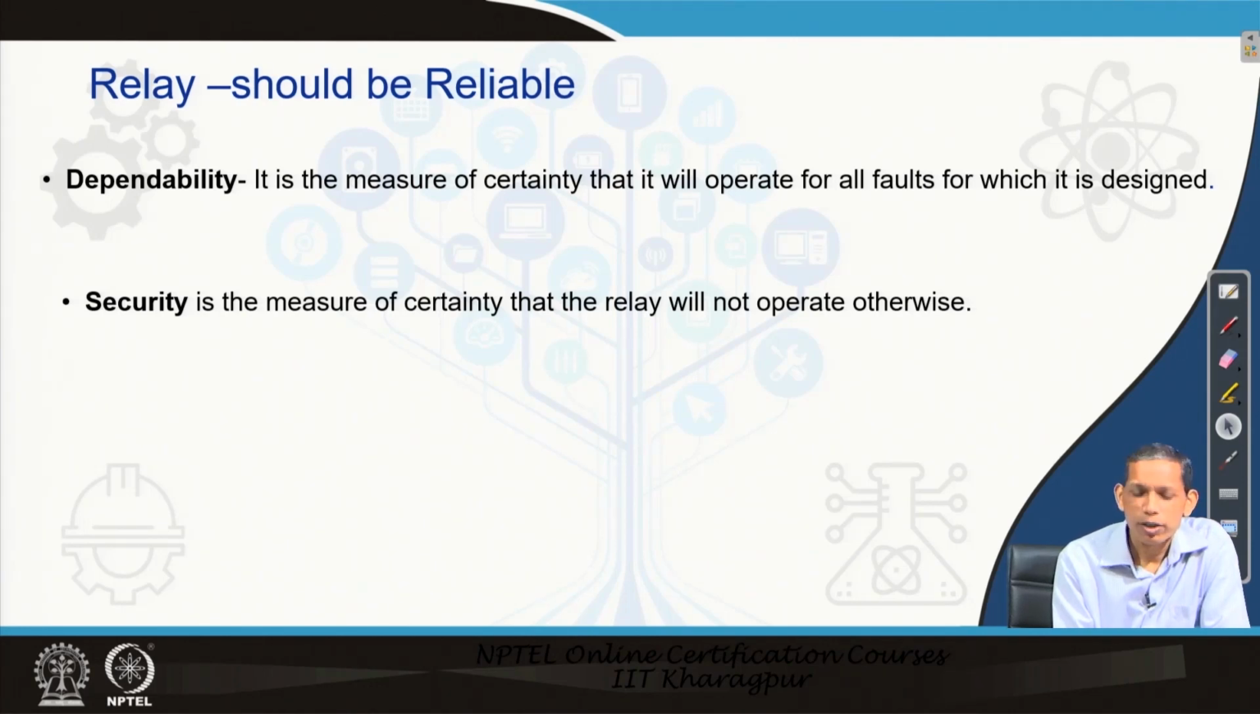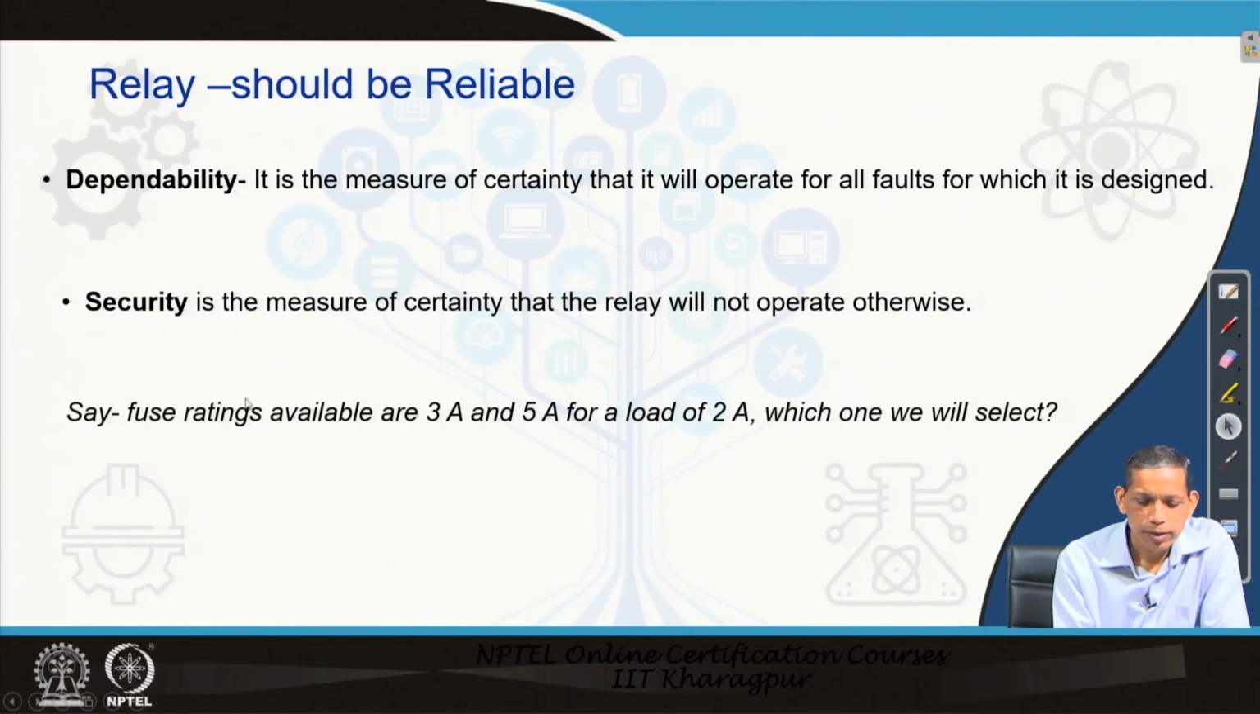So, to clarify this, say for example a 2 ampere load is there, a device that draws 2 ampere full load current, and we have two fuse ratings, 3 ampere or 5 ampere. Now, we have to select out of these two. If we select 3 ampere, for this load any fault that happens, the fuse will take care.